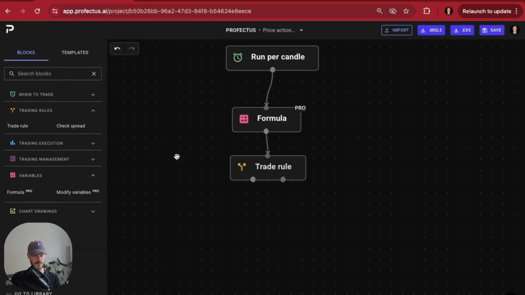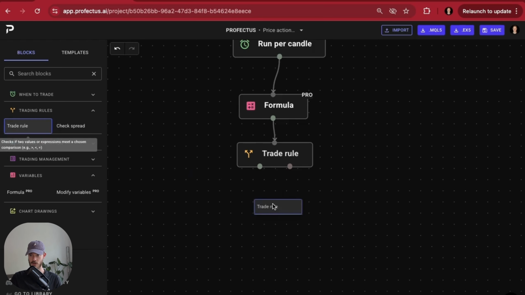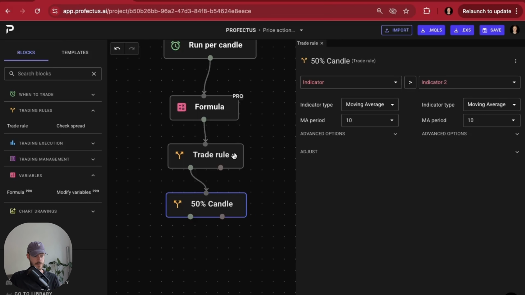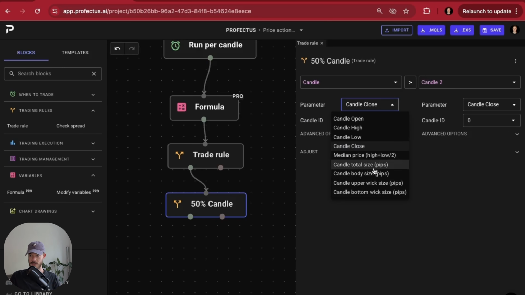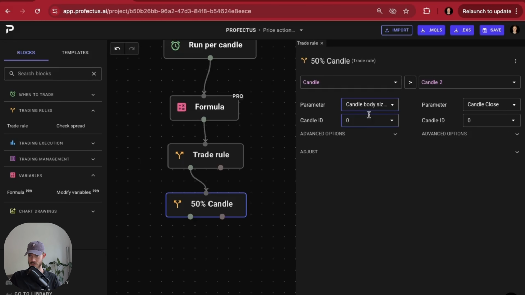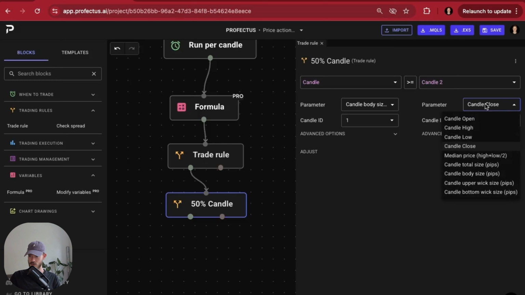So here we take again the trade rule block, connect it like this. Let's call it the 50% candle. Now we change both here to candle again. Candle body size in pips this time. So we only want to really know without the wicks how big is the candle. Candle ID number 1 has to be bigger or equal than the candle total size.